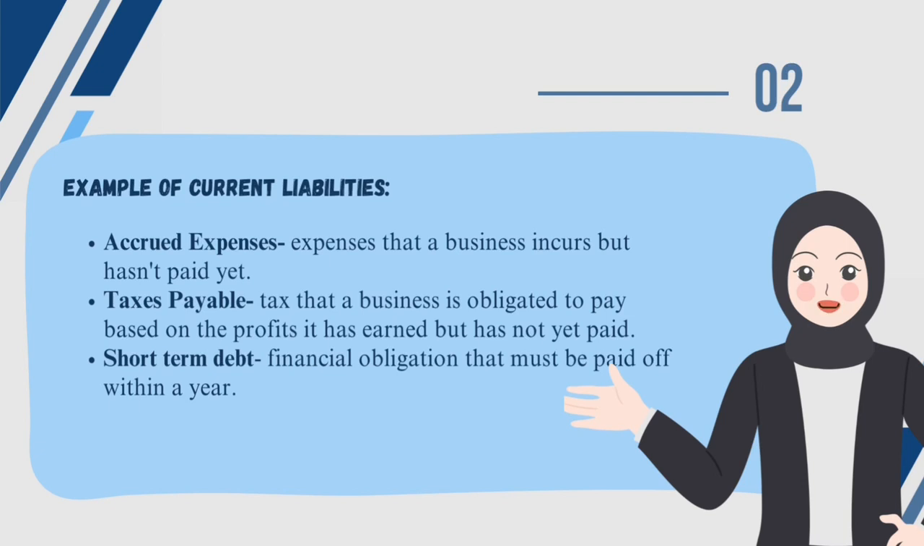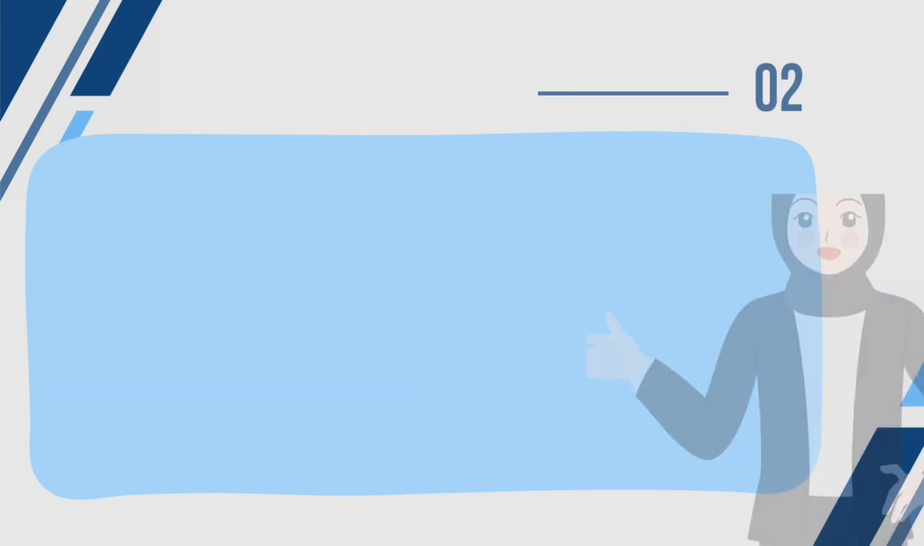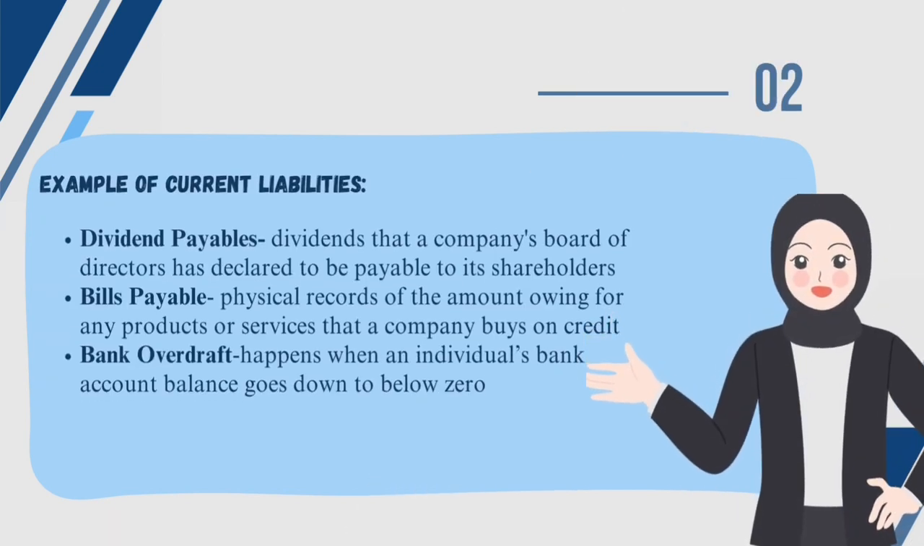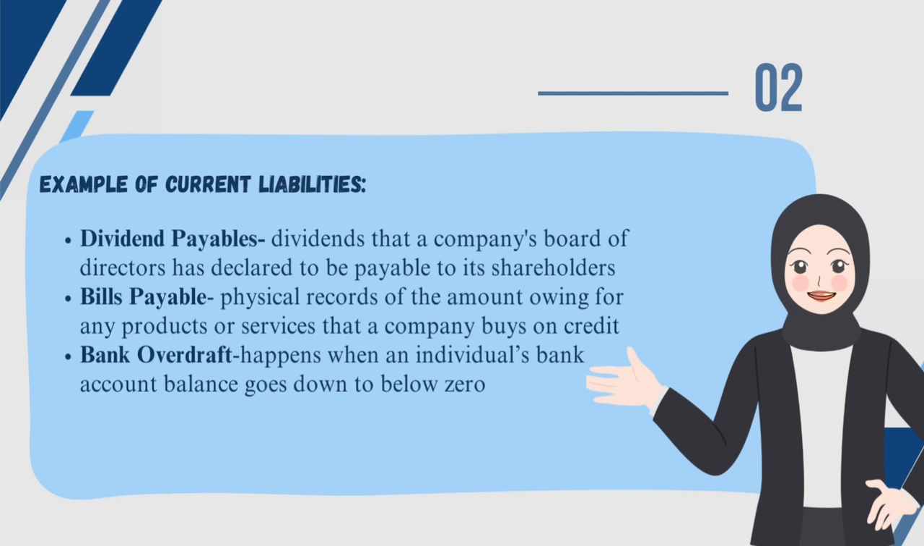Short-term debt is a financial obligation that must be paid. Number 4, dividend payable. Dividend that a company's board of directors has declared to be payable to its shareholders. Number 5, bills payable. Physical records of the amount owing for any product or services that a company buys on credit. Number 6, and the last one, is bank overdraft. It happens when an individual's bank account balance goes below zero.